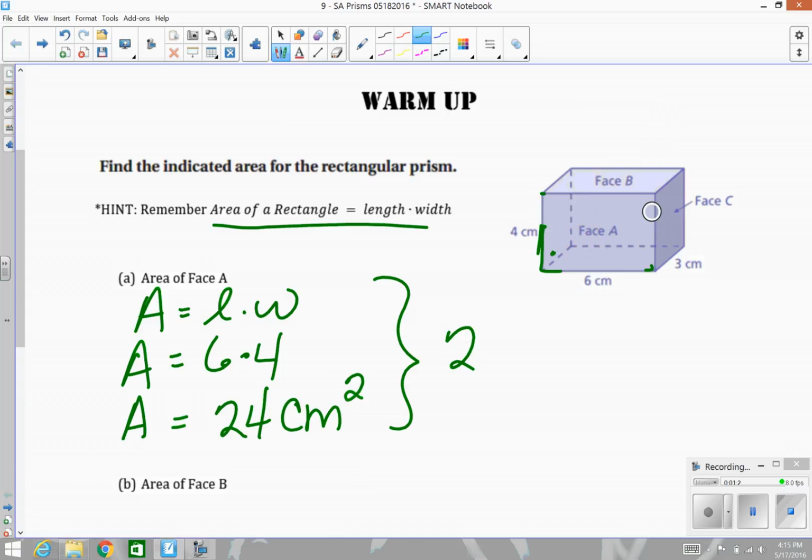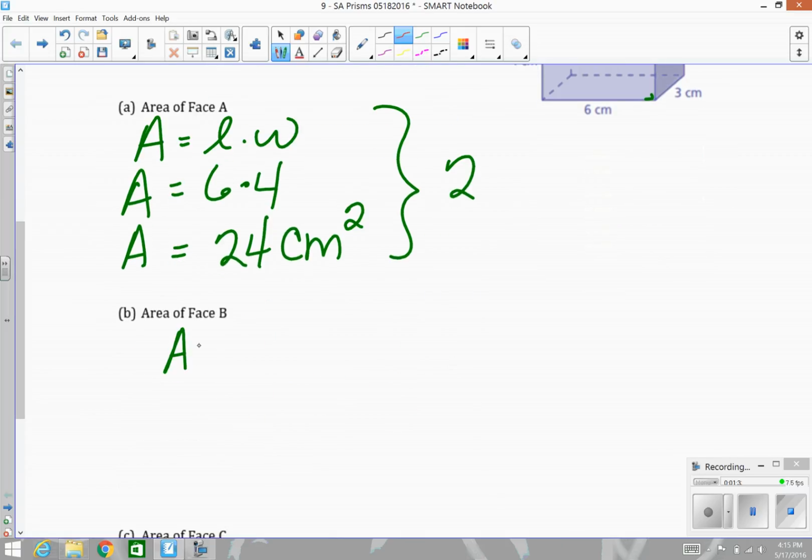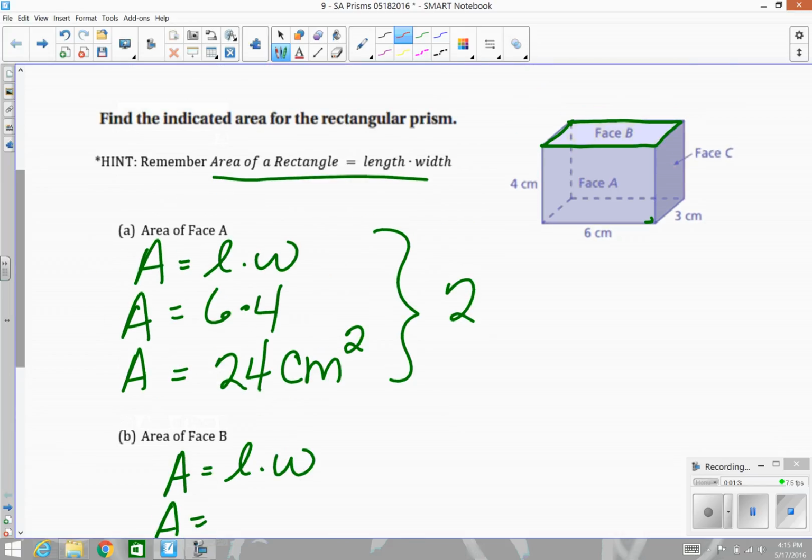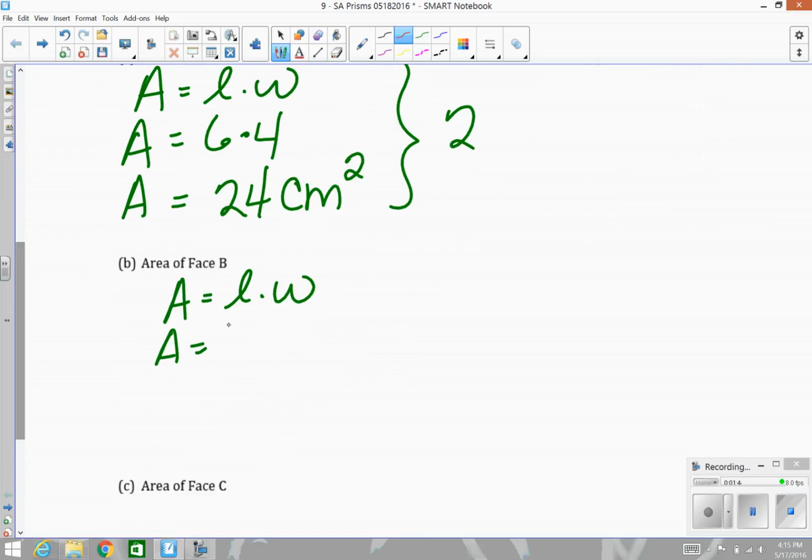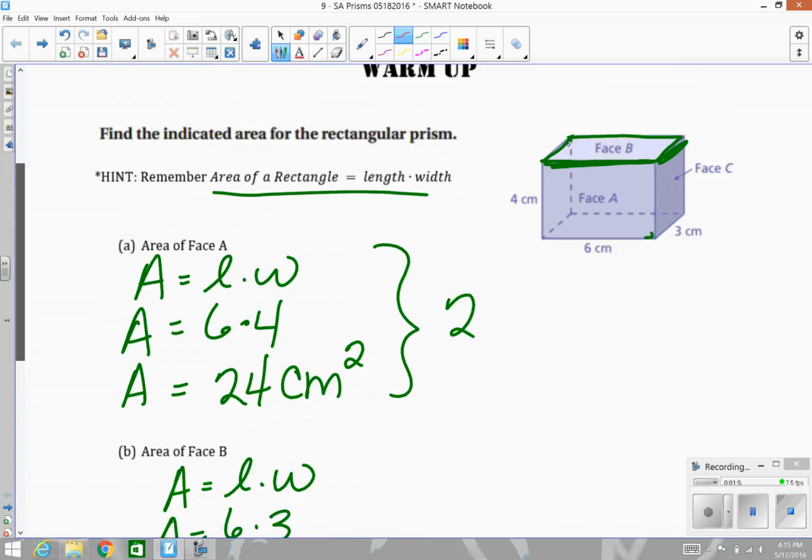Next, you should have found face B. That's this up here. Again, it is a rectangle. Length times width. If I'm looking here, this side is 6 by 3. So we have 6 times 3. It's 18 centimeters squared. And again, there's one here, but this rectangle here is the same exact size, same shape, same area.